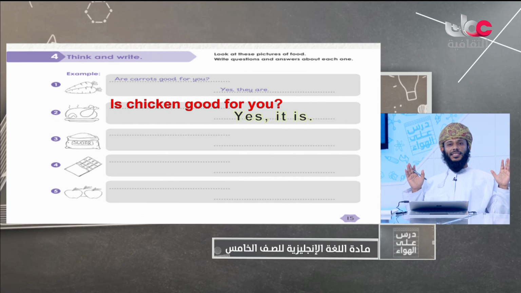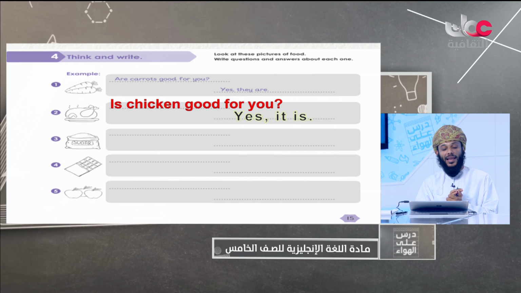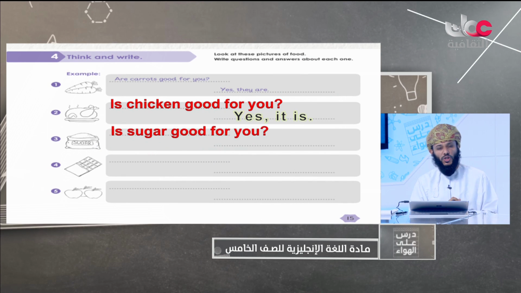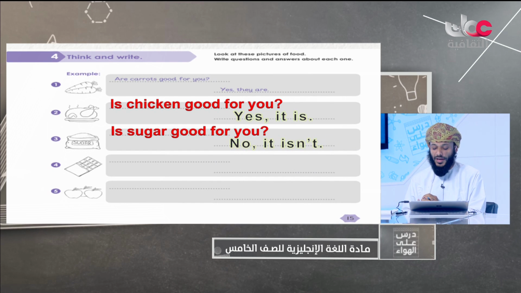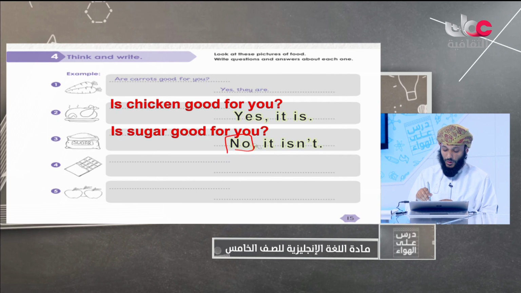Now, the third one, we have sugar here. Is sugar good for you? Thank you, Amal. Is sugar good for you? No, it isn't. Why did you use isn't, not is? Because we have no here. Thank you, Amani. Don't forget the comma here after yes and no.